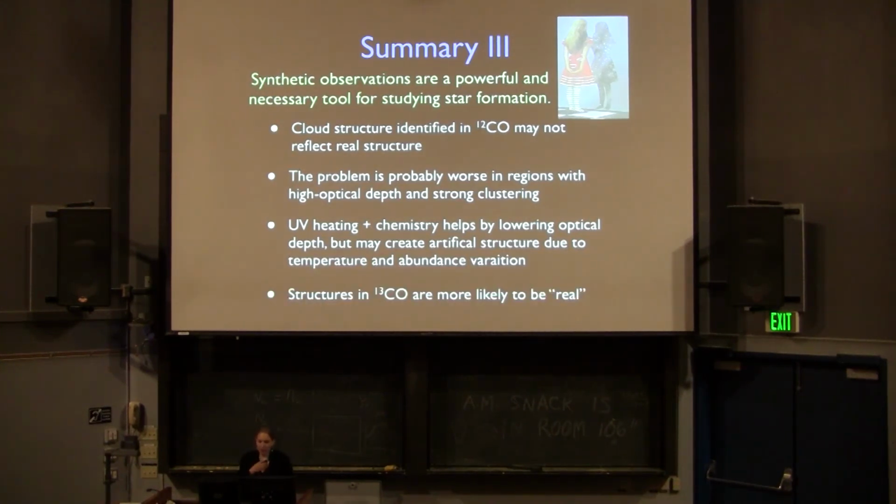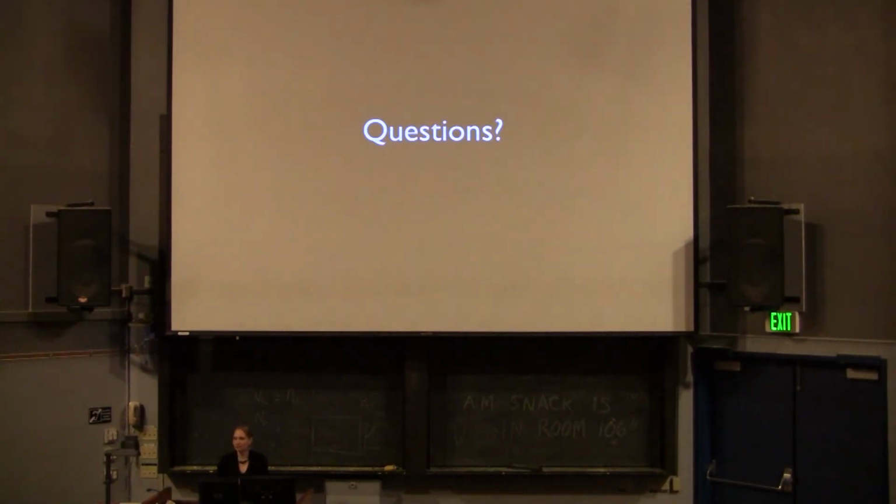And finally, the prospects for 13CO and higher density tracers are much better. So in terms of trying to infer properties, 12CO might help you understand the bulk structure, but 13CO is really necessary to get at the structures of smaller features and within cores. All right, any questions? Yes.